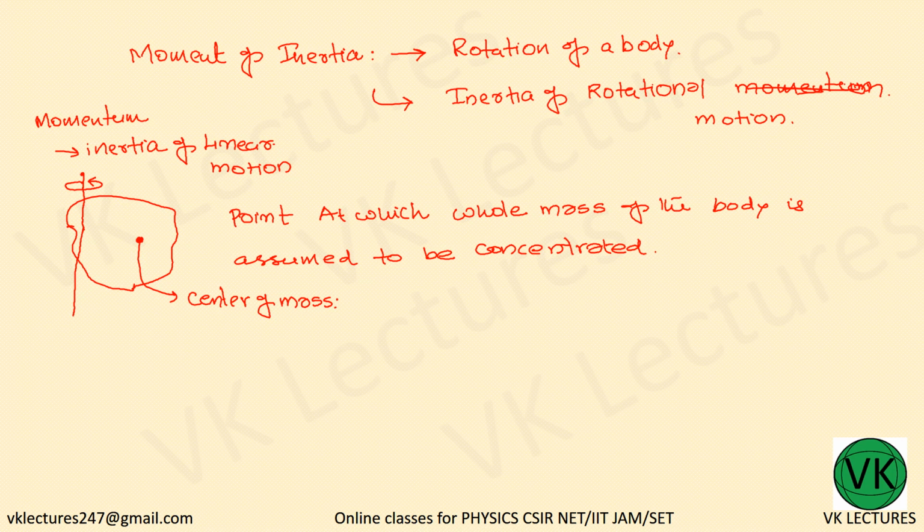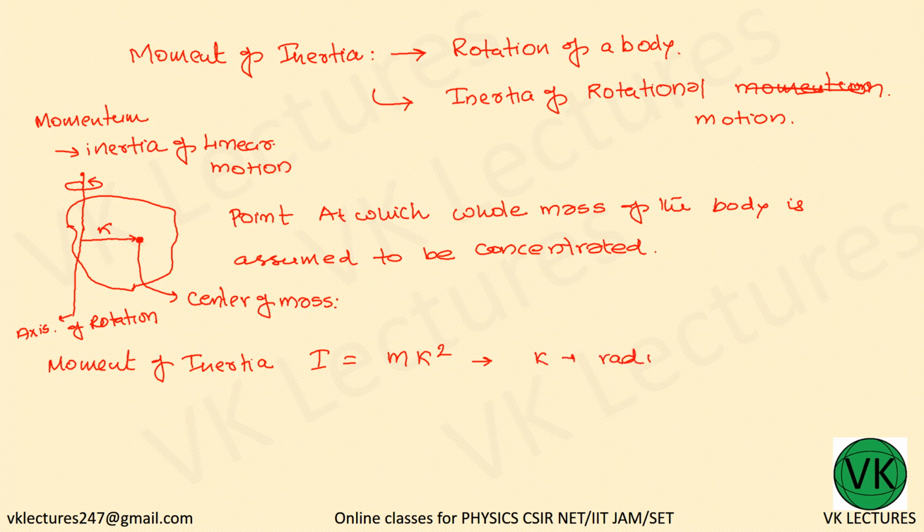And the moment of inertia I is given by I is equal to mk squared. Now what is this k? K is the perpendicular distance from the axis of rotation. This is the axis of rotation. So it's the perpendicular distance from the axis of rotation, and this k is called the radius of gyration.